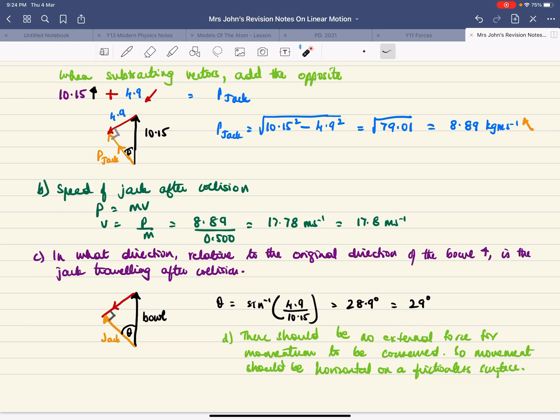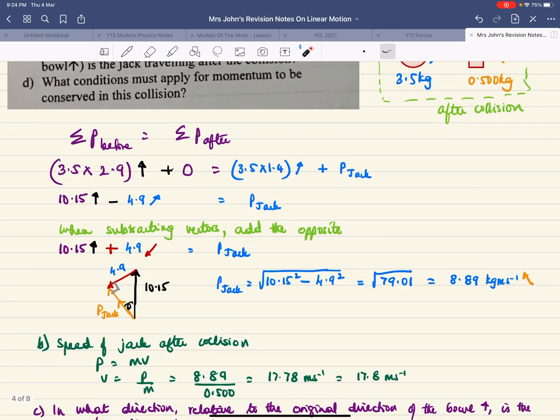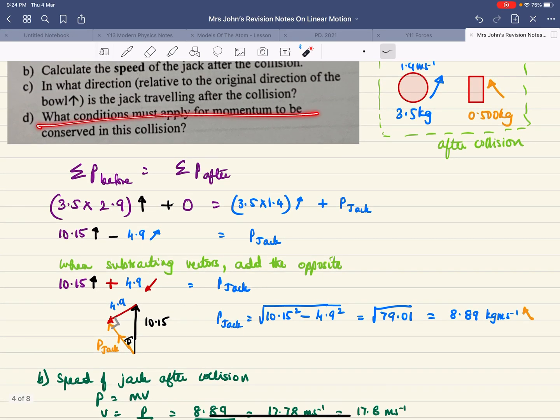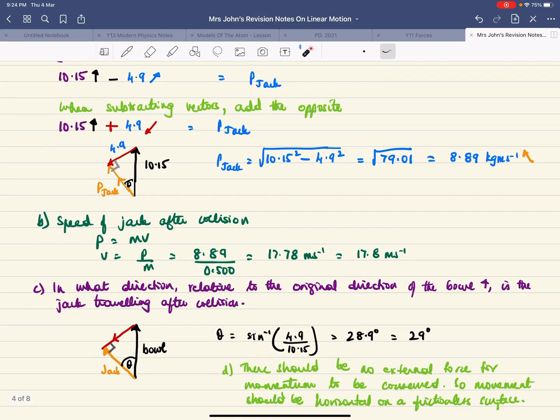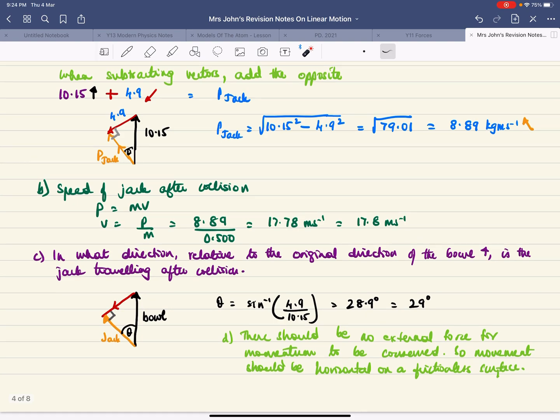And so this one is what are the conditions. Over here, what are the conditions that must apply for momentum to be conserved? It's very well to say that there should be no external force, but what is your external force? Could be gravity, could be friction. How do you avoid gravity? It should be horizontal, because gravity has no horizontal component, and it should be moving on a frictionless surface. Okay, so I hope that made sense.